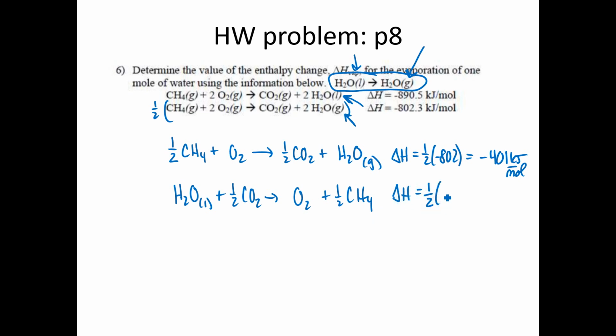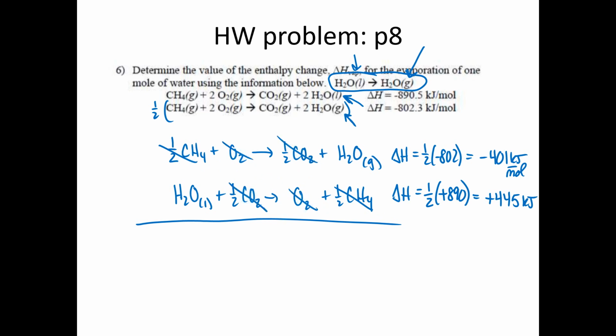And what I did here is I multiply it by 1/2 and I flipped it around so the sign flipped, so it's positive 890 instead of negative. And so I end up having, what is that, positive 445 kilojoules. Okay, and I want to make sure that these add up to give me the overall reaction I was looking for. So it looks like your methane cancels, your oxygen cancels, your CO2 cancels. So what you're left with is liquid water turning into gaseous water. So that is just liquid water evaporating. That's what we found the delta H for.